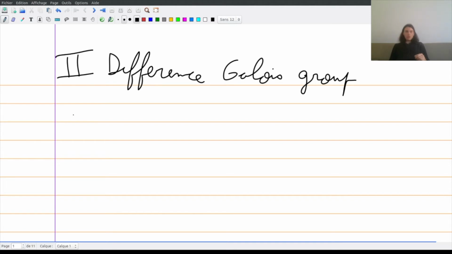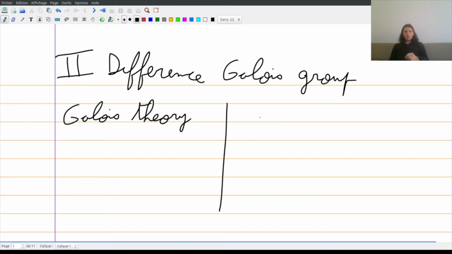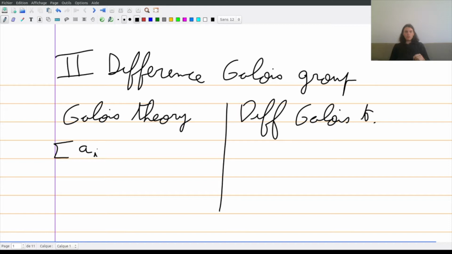So let me give the picture. On one side you have the Galois theory, and from the other side you have the difference Galois theory. So from one side the main object is a polynomial equation, and from the other side the main object is a difference equation.